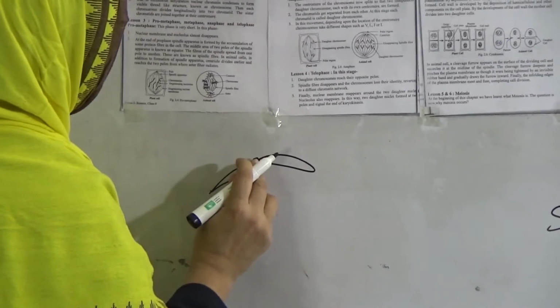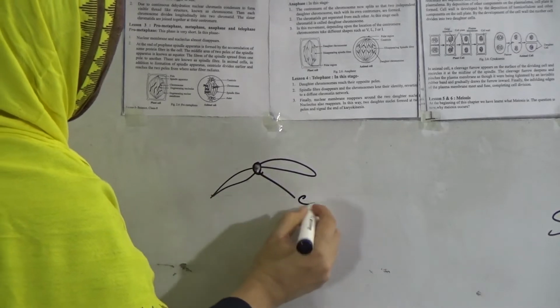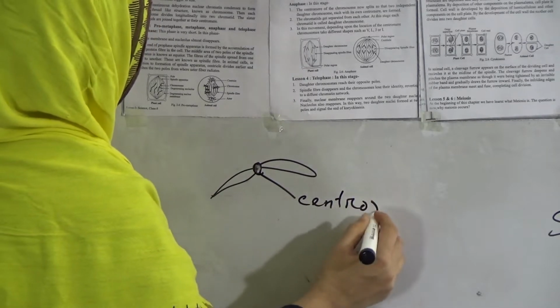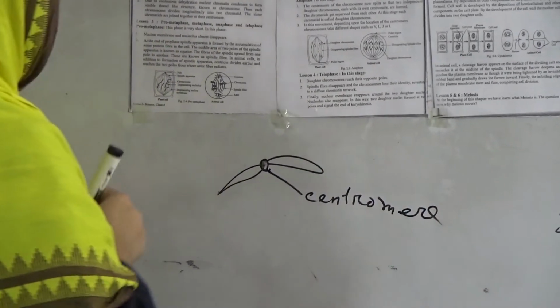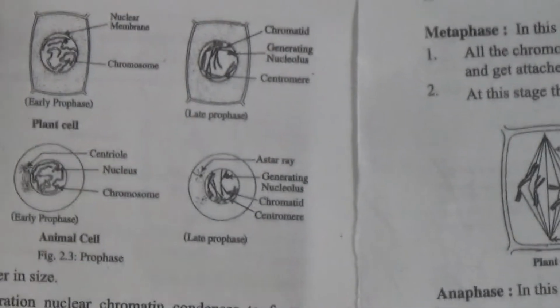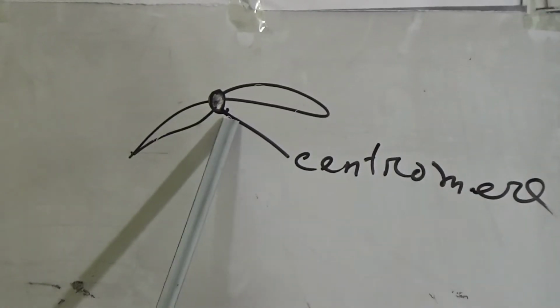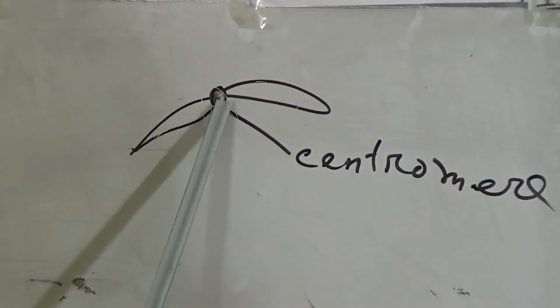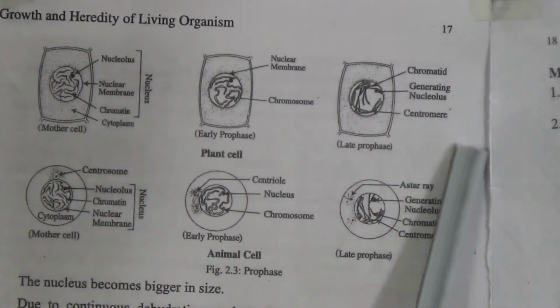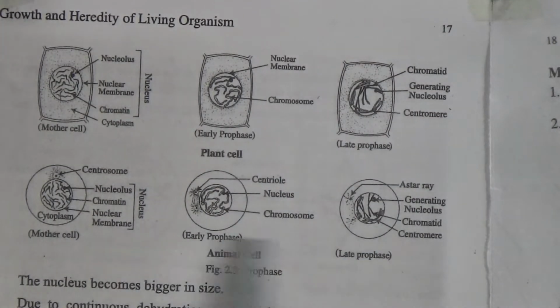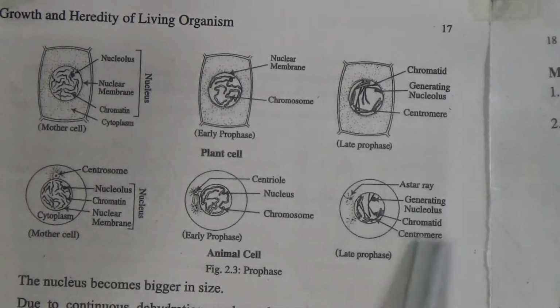And this part is called centromere. This is called centromere. See, each chromosome divides longitudinally into 2 chromatids, and the sister chromatids are joined at their centromere. This is the point of centromere. Okay, my dear students, I think all of you have understood this cell division. That means this is the prophase stage in plant cell, and now this is the prophase stage of animal cell.